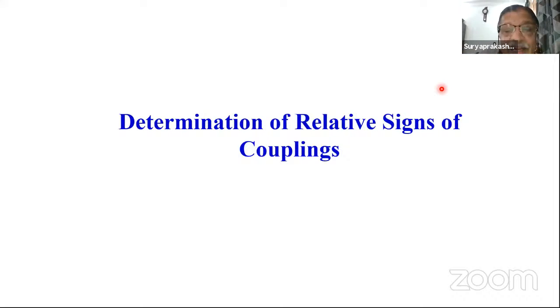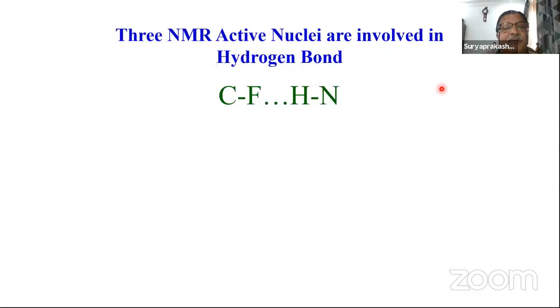Okay. Now another interesting thing is we have to get the relative sign of the coupling. That is very important in understanding the hydrogen bond. Now consider a molecule like this. For example, CFH and N. Here carbon-13 is NMR active, fluorine is NMR active, proton, and nitrogen-15 is NMR active. All four are NMR active. Okay, forget nitrogen-15 natural abundance, I'll ignore. But then three are NMR active.